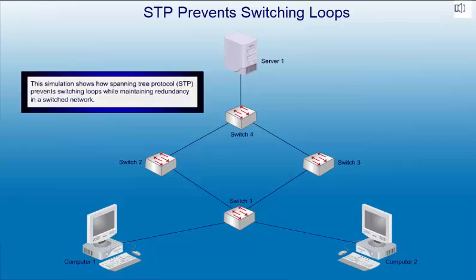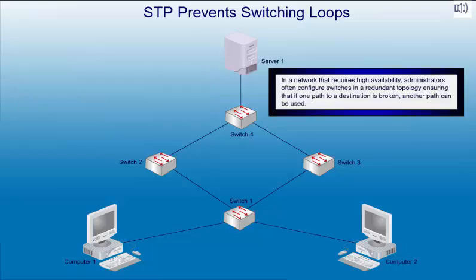This simulation shows how Spanning Tree Protocol, STP, prevents switching loops while maintaining redundancy in a switched network. In a network that requires high availability, administrators often configure switches in a redundant topology, ensuring that if one path to a destination is broken, another path can be used.